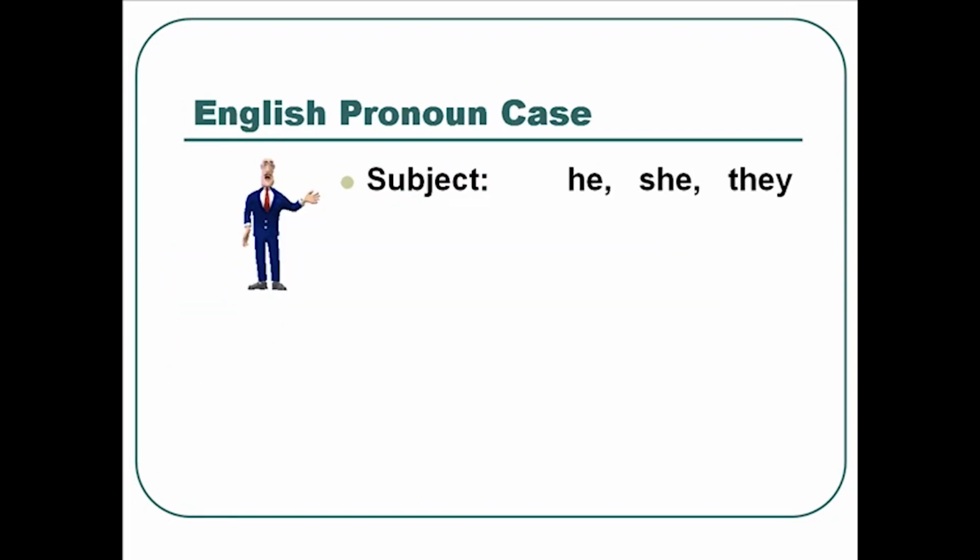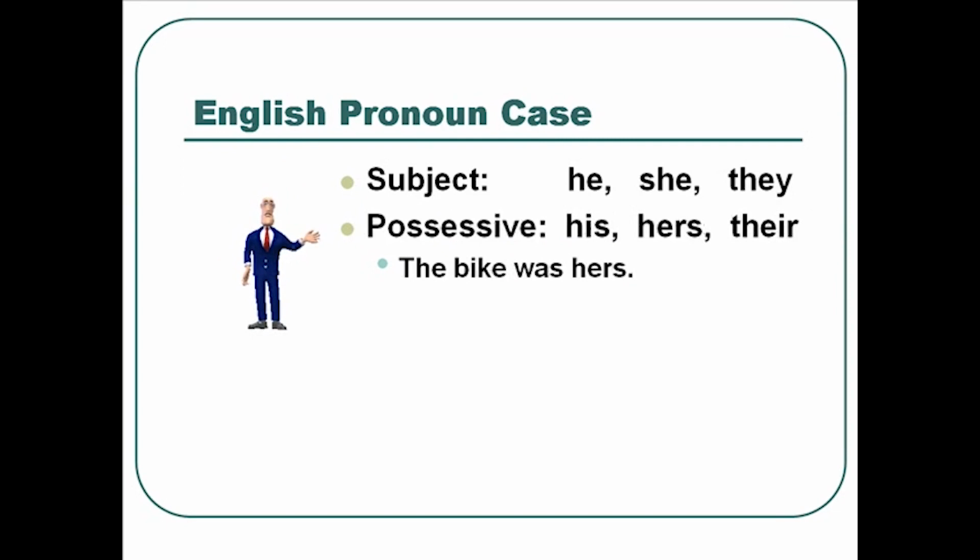In English, the personal pronouns come in 3 cases. The subject case, or what we would call in Greek the nominative case, things like he, she, it, or they. There is a possessive case, so the he switches to his, possessive of he, hers, possessive of she, and their as possessive of they. So an example is, the bike was hers.